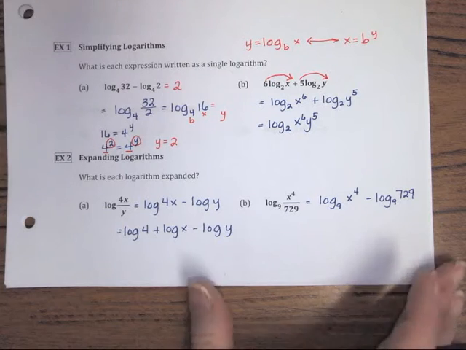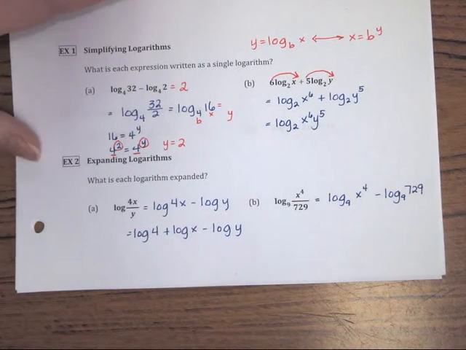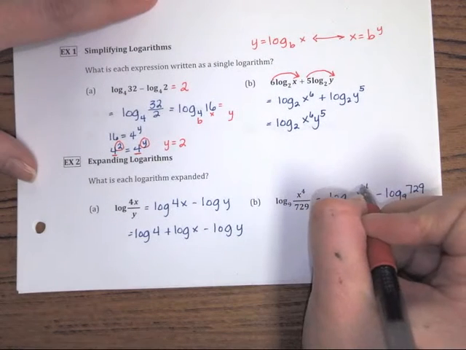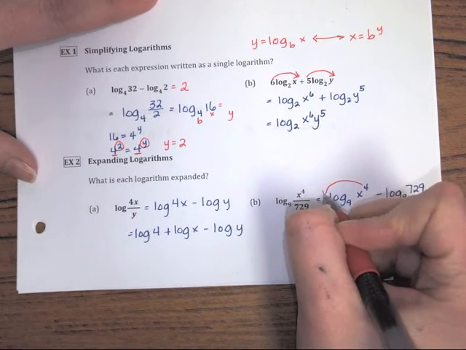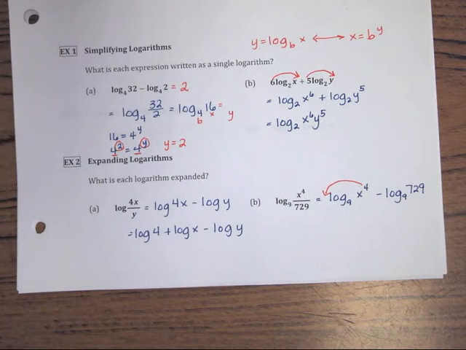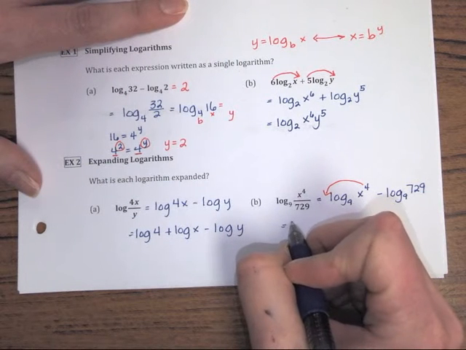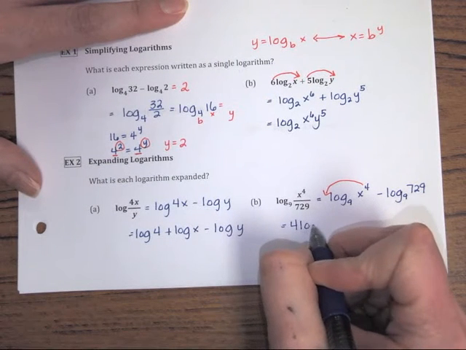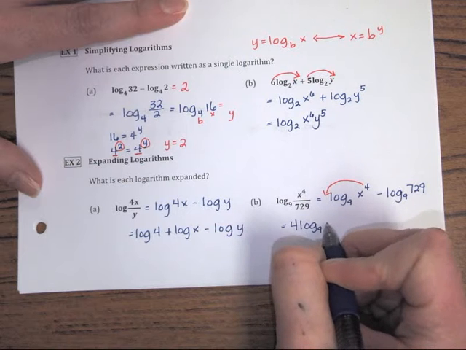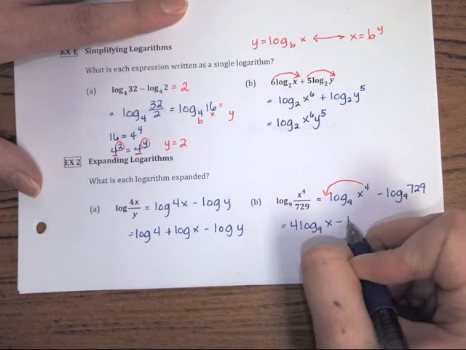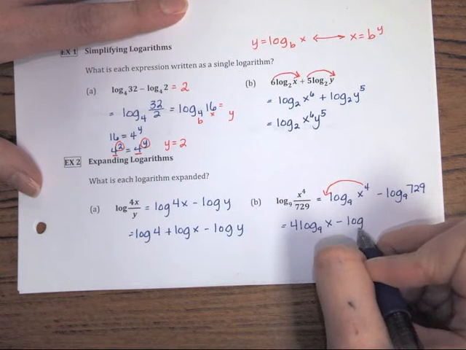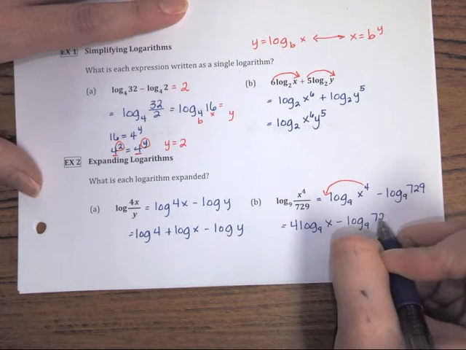Okay, next thing we can actually use law 3, and we can take this exponent and move it in front of our logarithm. This is with law 3. So this is 4 log base 9 of x minus log base 9 of 729.